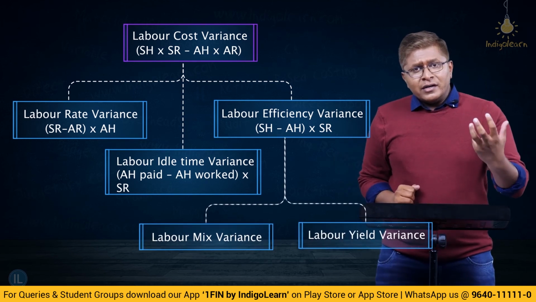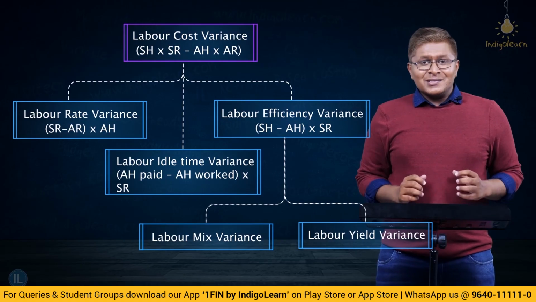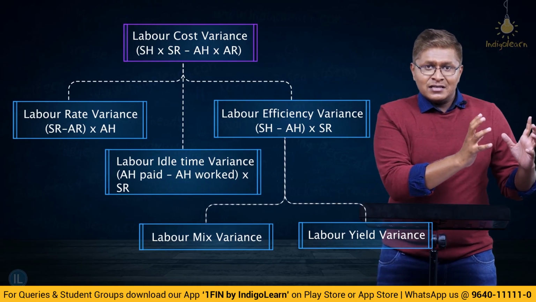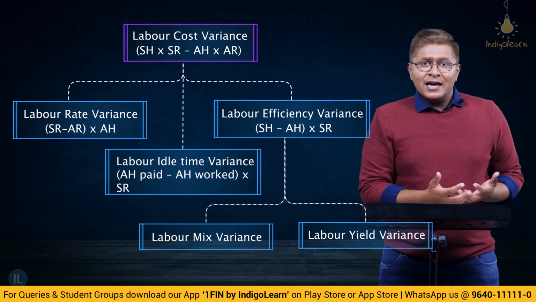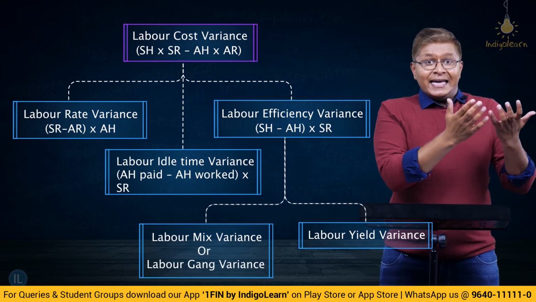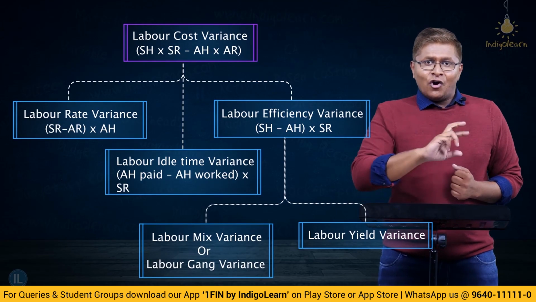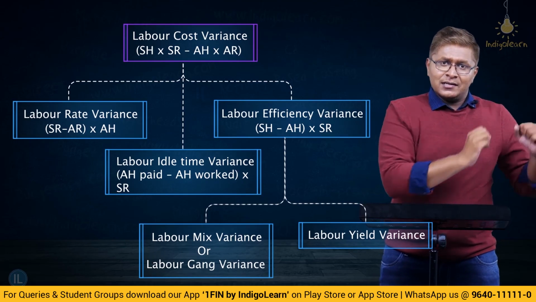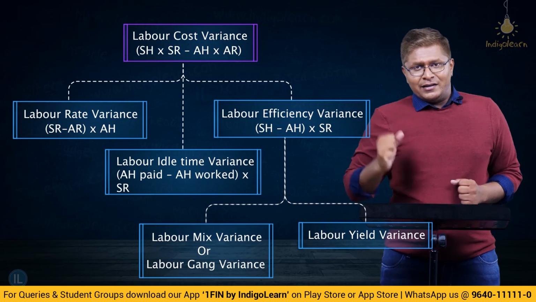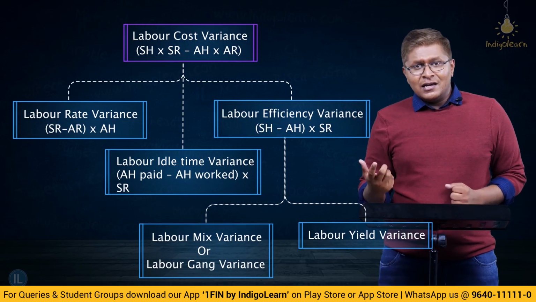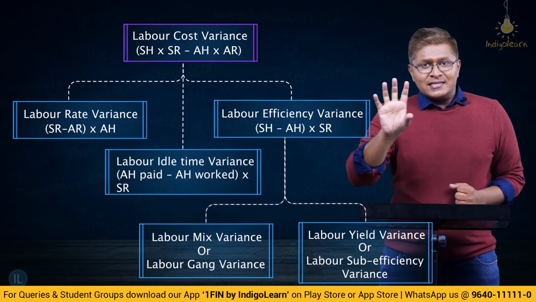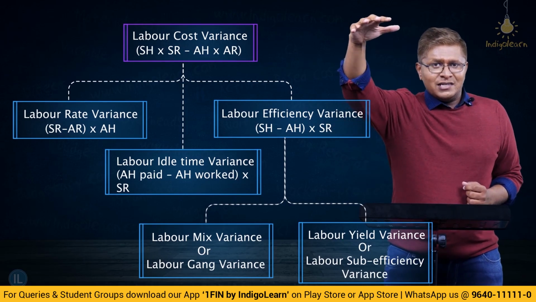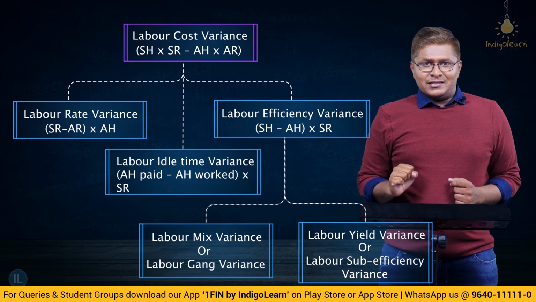Now I also want to introduce two terms to you which we use specifically in relation to labor. The labor mix variance in technical terms is called labor gang variance. The composition of the gang. It is exactly the same as your mix variance. The labor yield variance in technical terms we call labor sub-efficiency variance. So we will have two, labor efficiency, labor sub-efficiency.